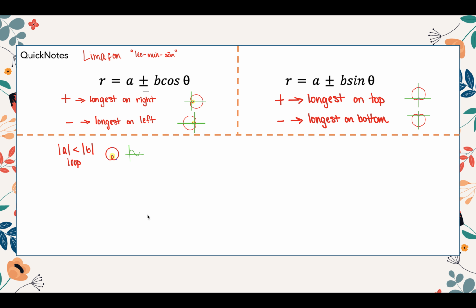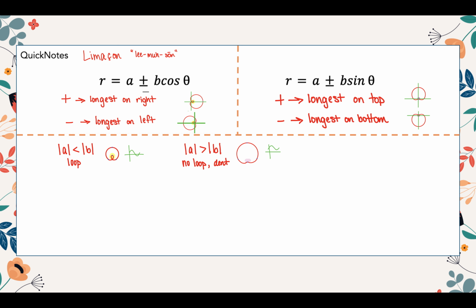Our second category is when the absolute value of A is greater than the absolute value of B. If this happens, there's no loop, and we would say there's a dent. It looks like a kidney bean, and so it doesn't touch the pole. It just has a little indent there, and the connection with our trigonometric graph is that it does not touch our x-axis. So our polar graph is not going to touch the pole.